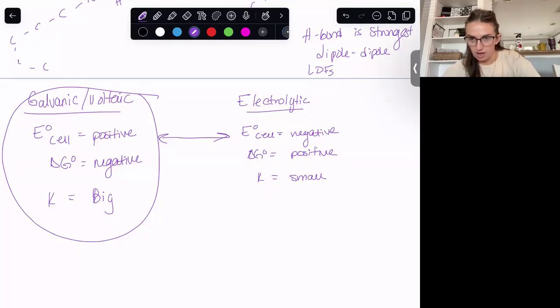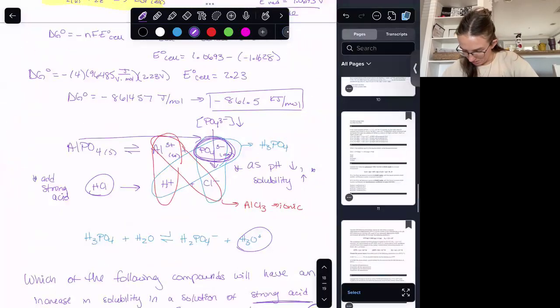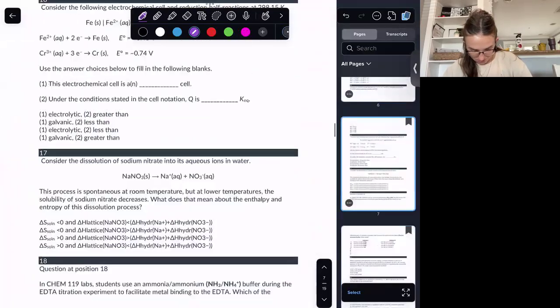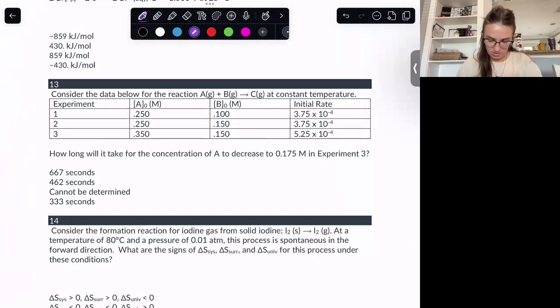Okay, I'm going to do the experiment 3 one first, just because there's a question related to that. All right, so when you do question 13 here, looking at the experiment, we're asking how long will it take for the concentration of A to decrease to 0.175 molar in experiment 3? The first thing you need to do is establish the order of your reactants.